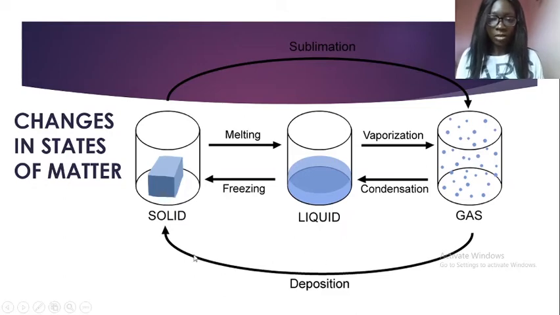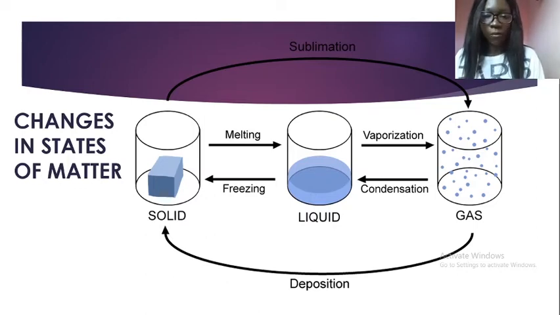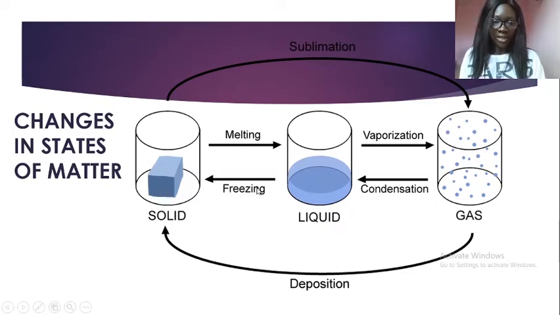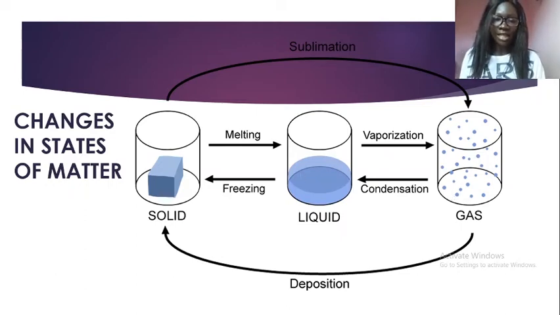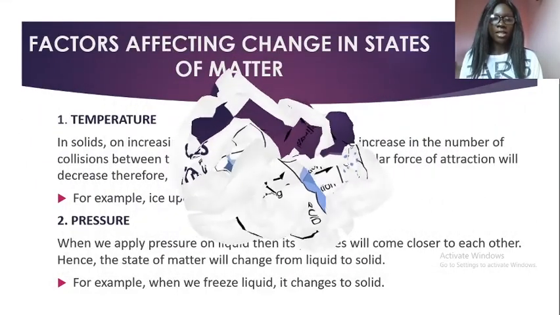So from gas to solid is deposition. So all these are the changes in state of matter. So from now, I just want you to master solid to liquid, liquid to solid, liquid to gas, and gas to liquid. Okay, and try to give at least one example of them. All right, so that's the changes in states of matter.